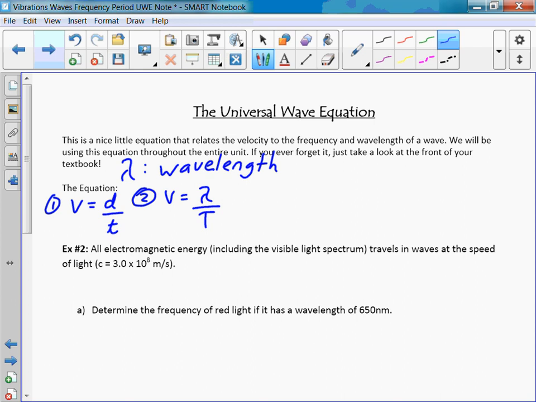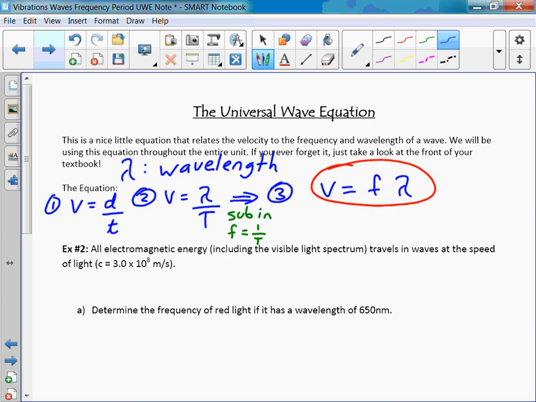And if we sub in the fact that period is the reciprocal of frequency, we end up with the universal wave equation. Let me write in, sub in f equals 1 over T. So you end up with v equals f lambda. And that's the universal wave equation.